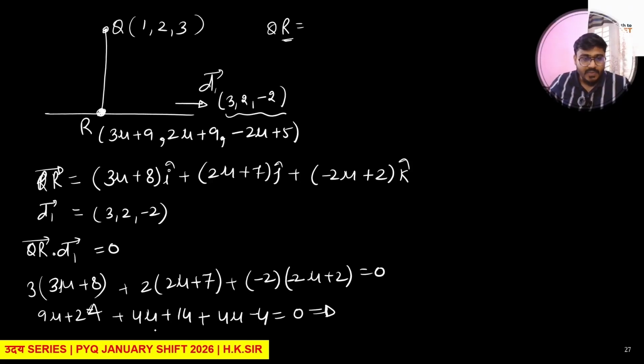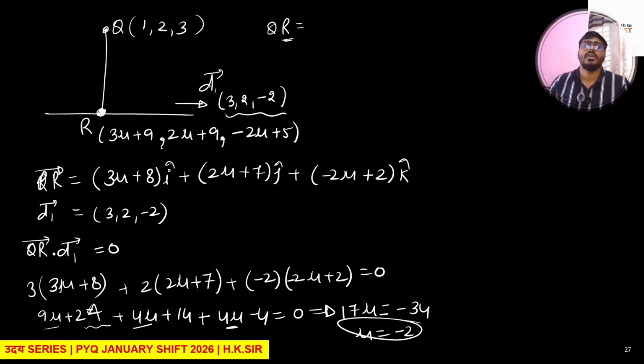So from here we can say 4μ plus 4μ is 8μ, 8μ plus 9μ is 17μ, and here 24 minus 4 is 20, and plus 14 is 34. So 17μ equal to minus 34, so μ equal to minus 2. If μ is minus 2, can you tell me the coordinates of R? Yes, coordinates of R with μ equal to minus 2.